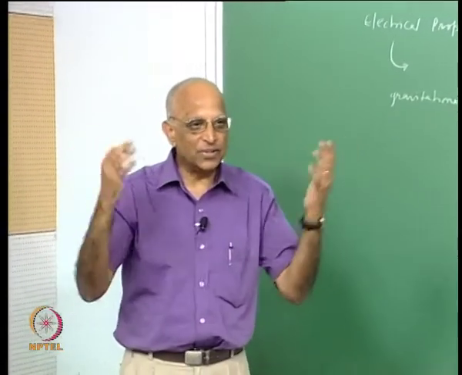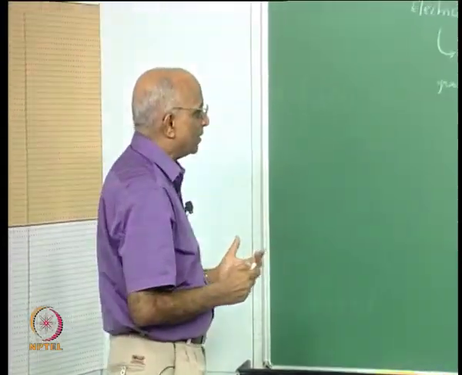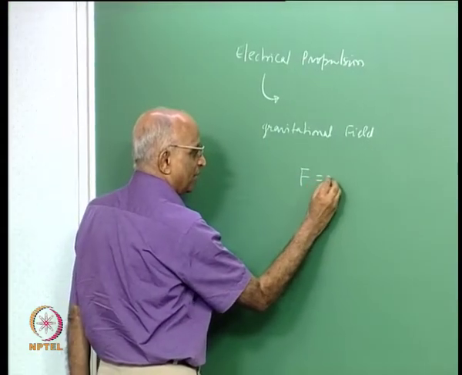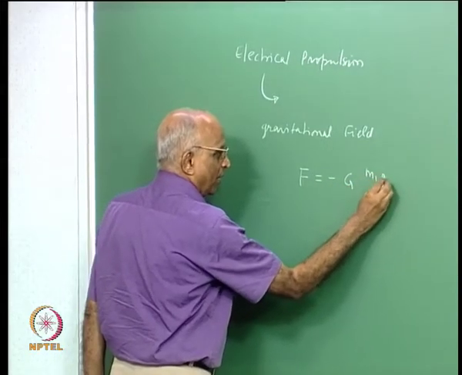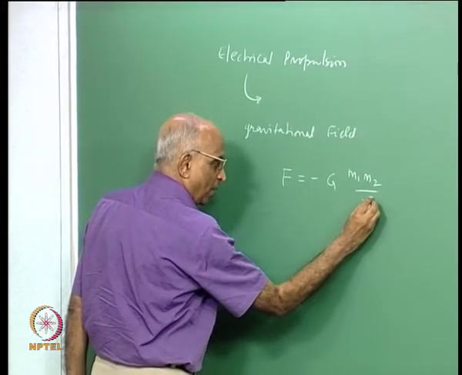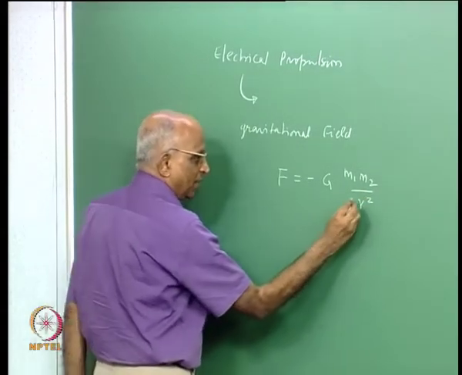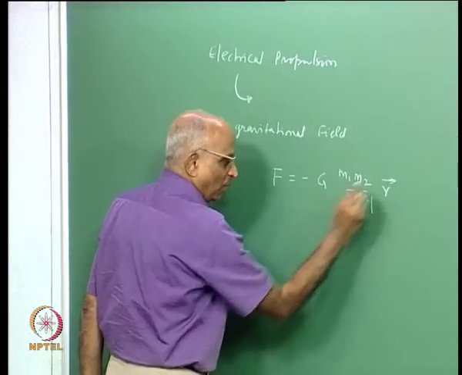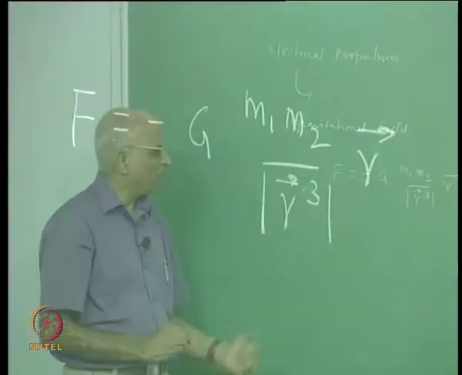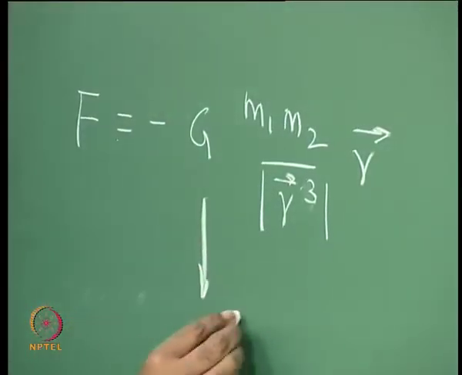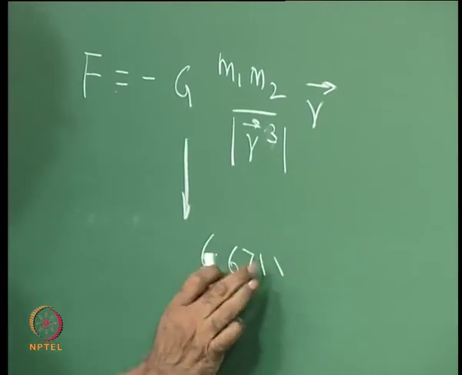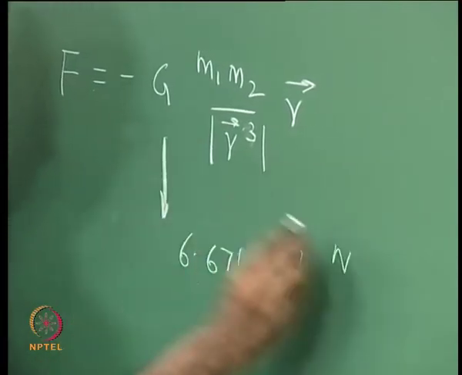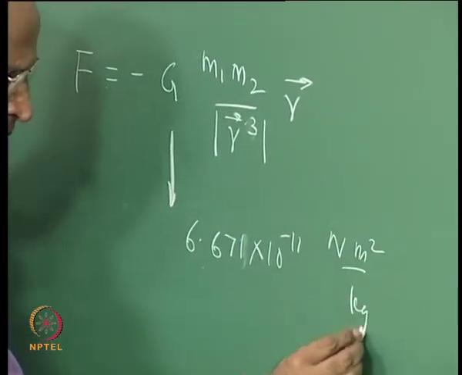In fact, we said planets are moving, Newton saw the movement of the planets, he saw an apple fall, he formulated the universal law for gravitation, which was F = -G m1 m2 / r squared. If I want to put it in terms of the direction, I put a vector here, I put a cube here, and then I put the vector over here, right. This was the universal law for gravitation, and the gravitational constant we saw was 6.671 x 10^-11, right, and the units were Newton meter square by kilogram square.